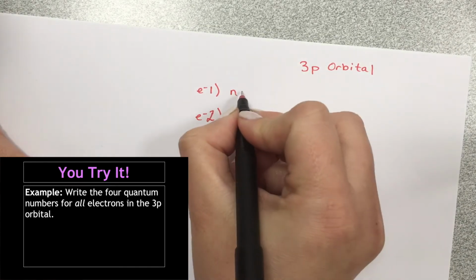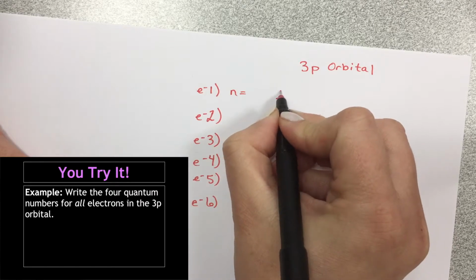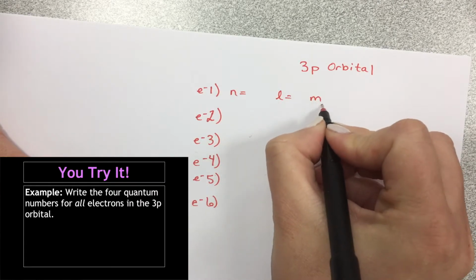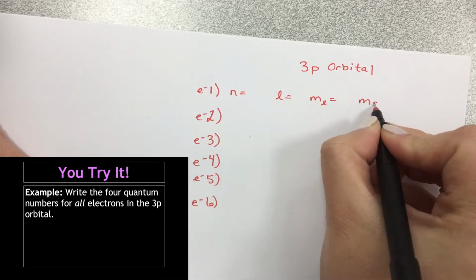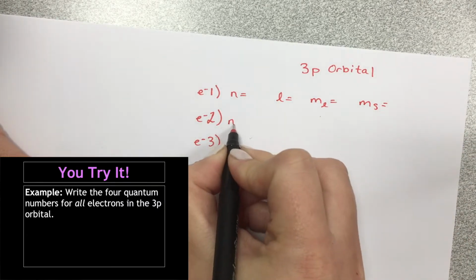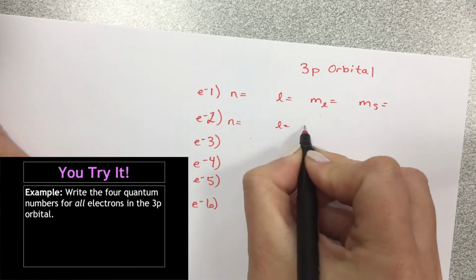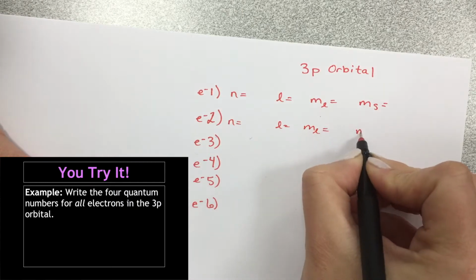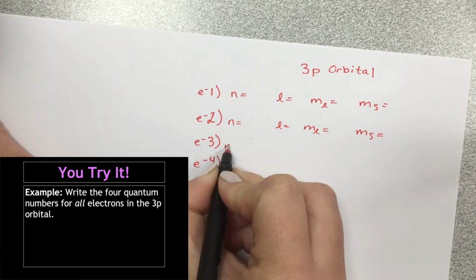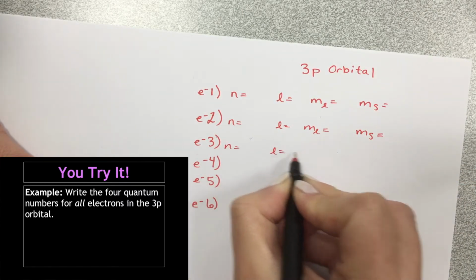So each one will have a quantum number. We have N, L, M sub L, M sub S, okay, for each one.